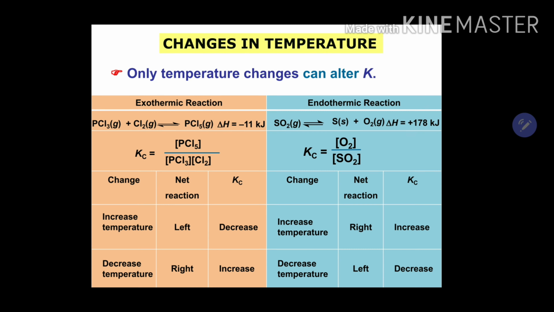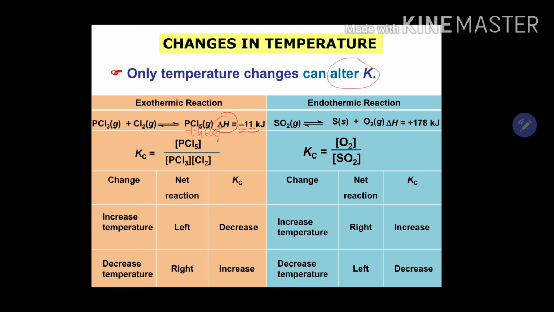Change in temperature. Only temperature change can alter K. So in an exothermic reaction, consider this reversible reaction. If the change of enthalpy, delta H, is a negative value, we put heat beside the product. So the Kc can be written as the concentration of the product PCl5 divided by the concentration of the reactants, PCl3 and Cl2.